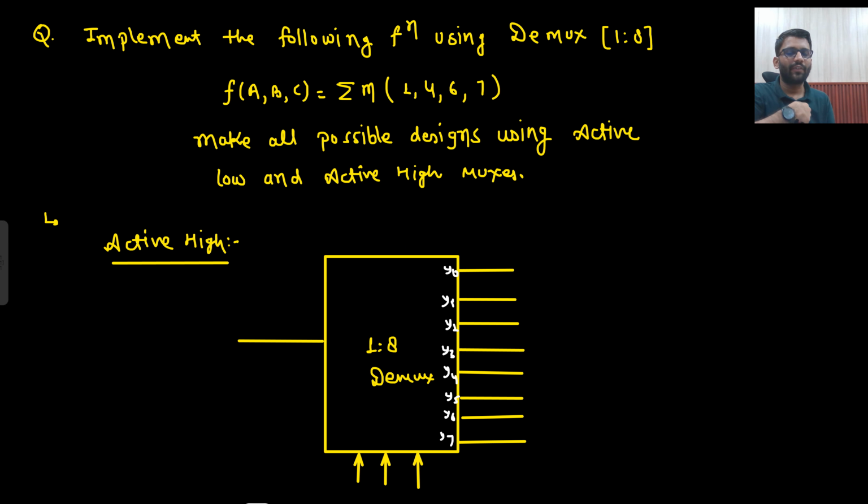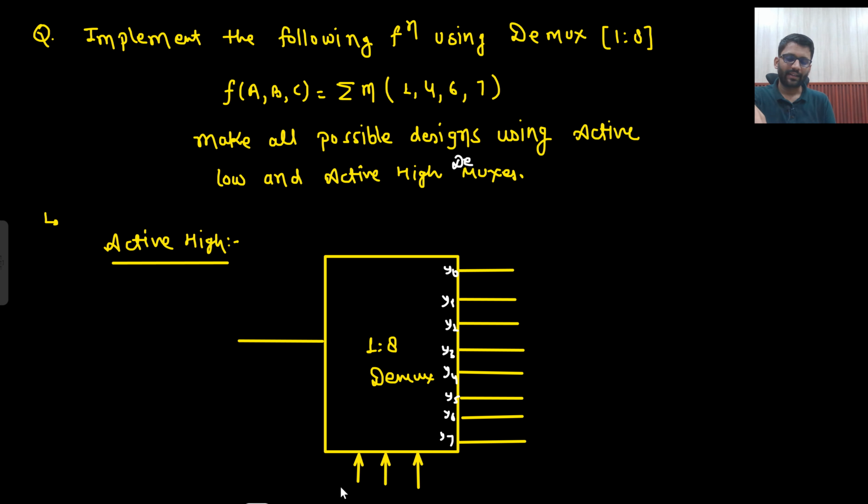Now implement the following function. So this we have seen. Now our next topic is implementing any Boolean expression using demux. So implement the following function using demux. That demux you need to use is a 1:8. Okay, 1:8. So you need to use the demux 1:8, and you need to implement the following function, that is 1, 4, 6, 7. Make all the possible designs using active low and active high demuxes. Okay.